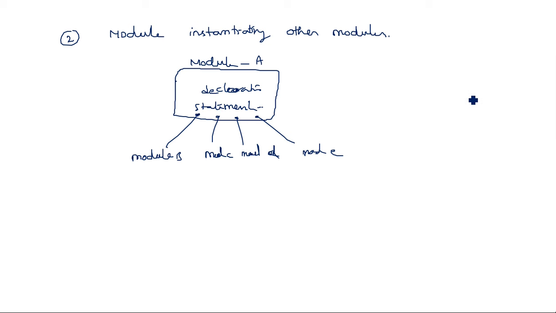Whereas module B, module C, module D, module E have separate programs which are defined earlier by the same user before writing module A. Without having module B, C, D, E, this module A will not work. That is the meaning of instantiating the other modules. Okay, now the syntax for the module declaration.